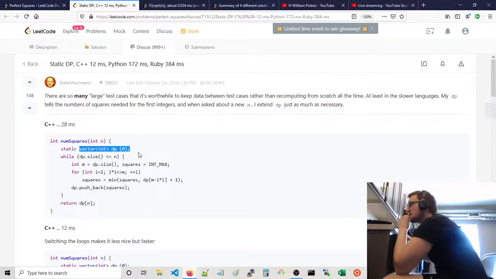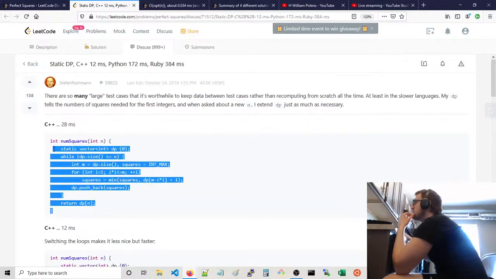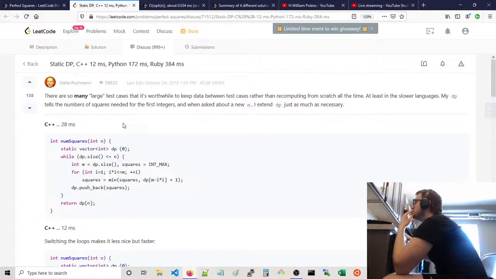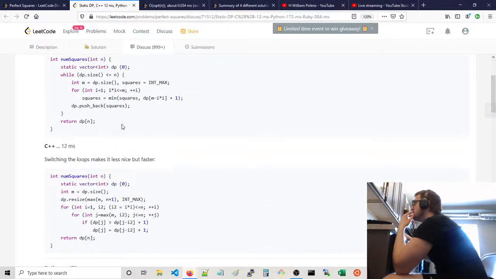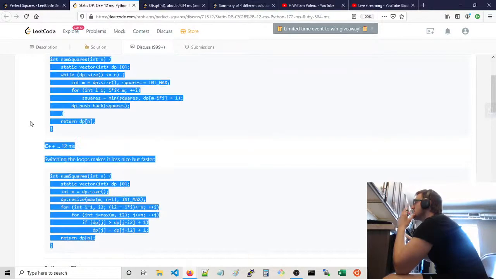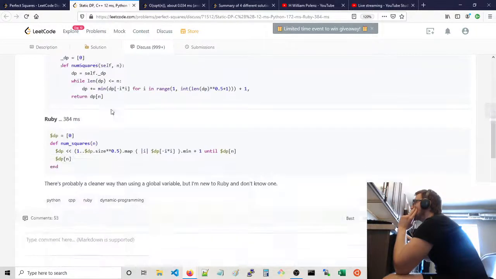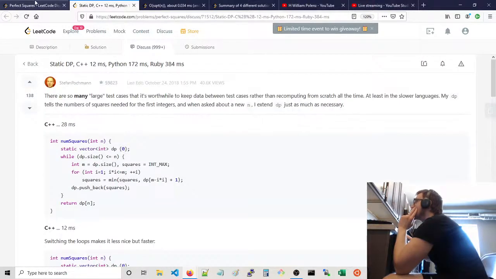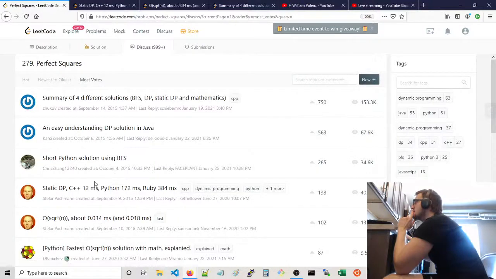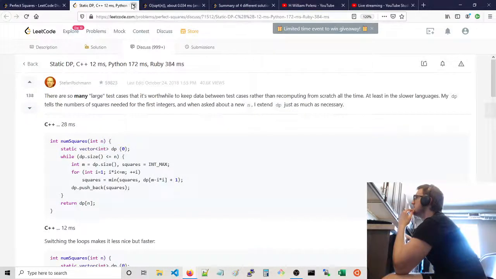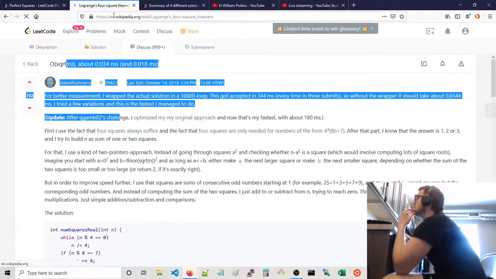I'm a little confused. Oh, I would say don't use a static DP. That's not really kosher. Let's not do static DP. No. We don't want static DP. I don't want that.